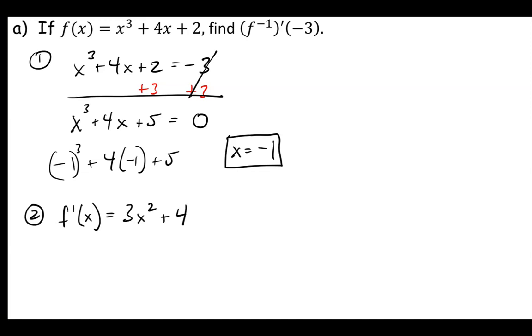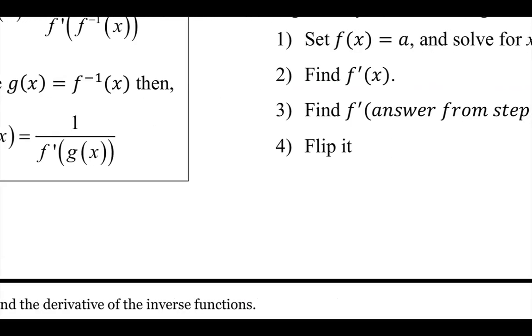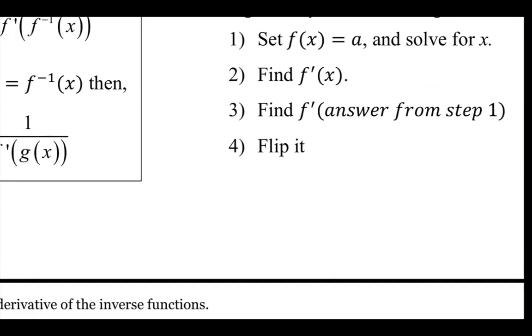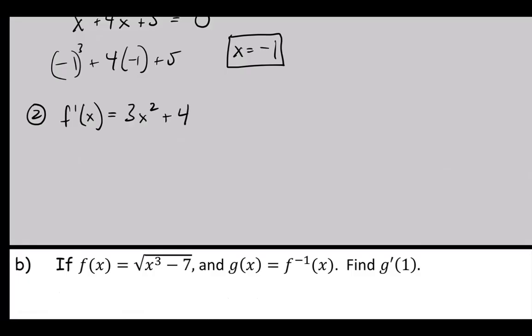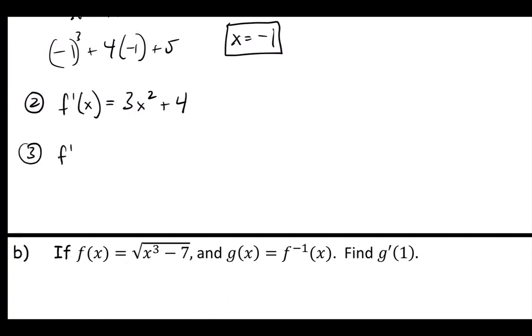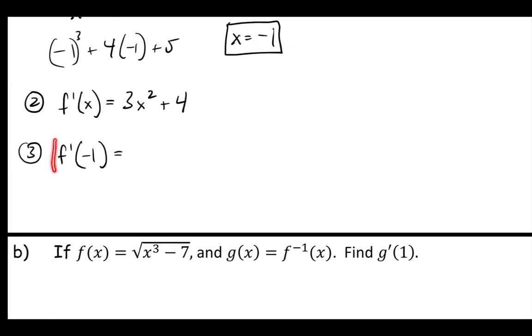What does step 3 say? Step 3 says find f prime from your answer for step 1. What did I get from step 1? -1. So this notation means find the derivative and plug in -1. I already found the derivative, it's right here. So all I got to do is plug in -1.